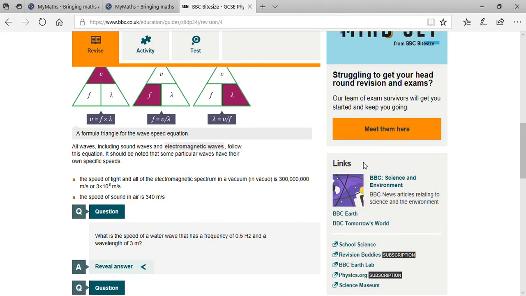So that means all waves, including sound waves and electromagnetic waves, follow this equation. Suppose any type of radiation or any type of electromagnetic wave is there, this equation will be followed. And you just have to remember that some particular waves have their own specific speed, okay.